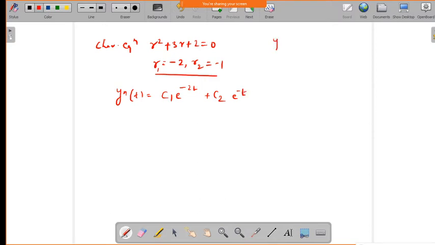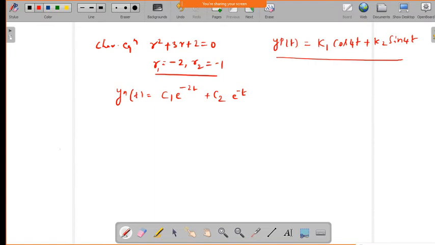Now, to find the particular solution, we have to assume the solution as k1 cos 4t plus k2 sin 4t. So this is a particular solution. Now we need to put this in the given differential equation.